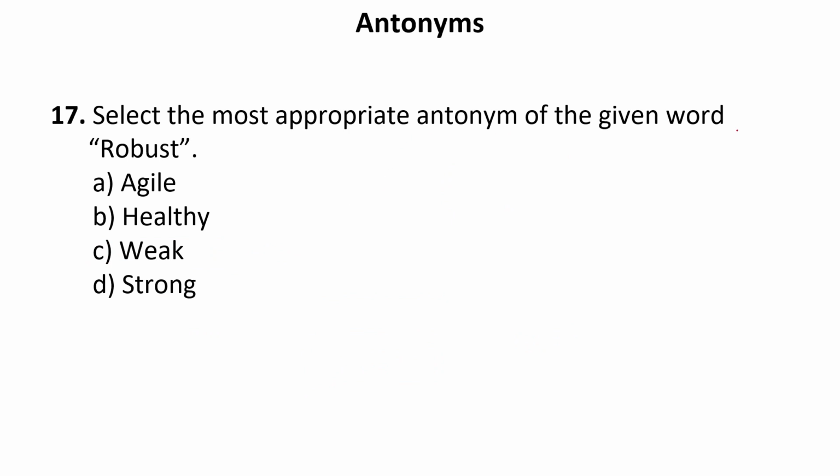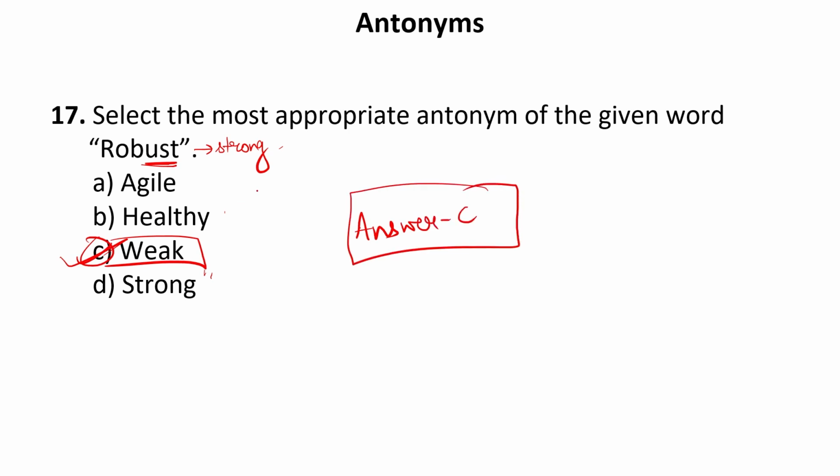Now let us move to the next one. Select the most appropriate antonym of the given word, robust. Now robust means when something is very strong or healthy. So strong and healthy, these cannot be the antonyms. In fact, the weak is the correct answer. So the correct answer is C, that is weak. Weak is the antonym of the word robust. Now, the word agile means when something is flexible.